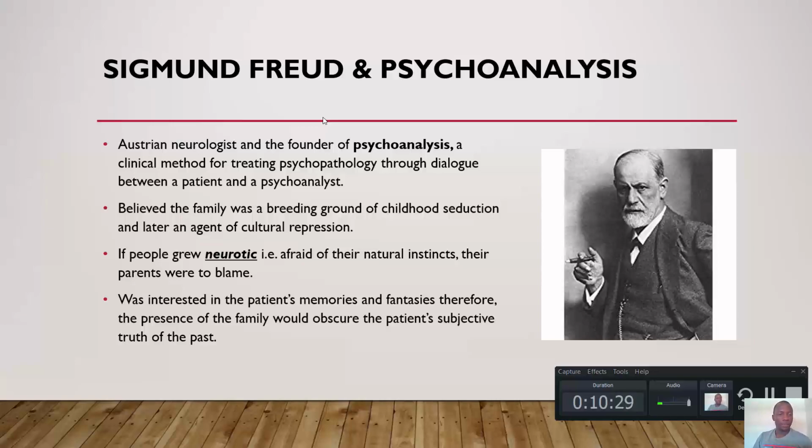He believed, for instance, that if people grew neurotic or were afraid of their natural instincts, they would blame their parents, or that parents were to blame. Freud was interested in the patient's memories and fantasies, and therefore the presence of a family would obscure the patient's subjective truth of the past. He believed in that so much that he didn't see any value in having families in the room, and people loved it because that's what was there in the 1920s.